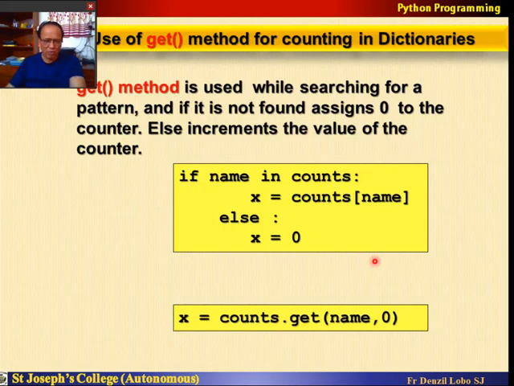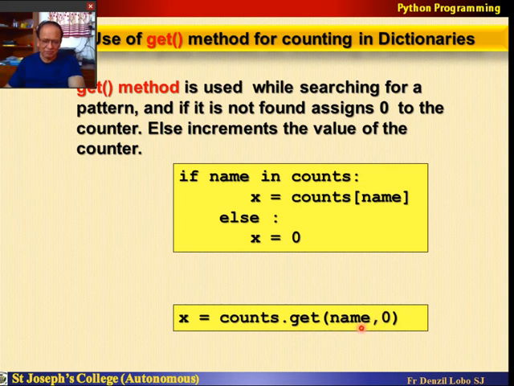Now let us see how we can use this get method for counting dictionaries. So for example, here you have got a dictionary called counts, which contains only names and then the count. So what do I do? So if name is in counts, then I find out how many times it appears. So X will give me the value of this key name. So I get that. Otherwise, I say it is equal to 0. Now, same thing is done here. So counts get names 0.